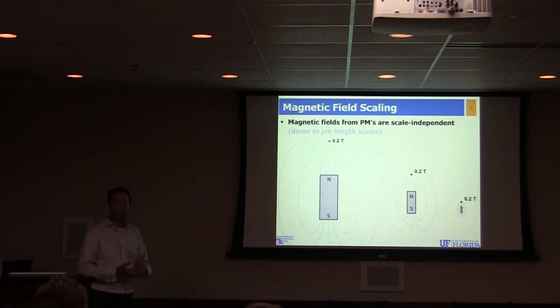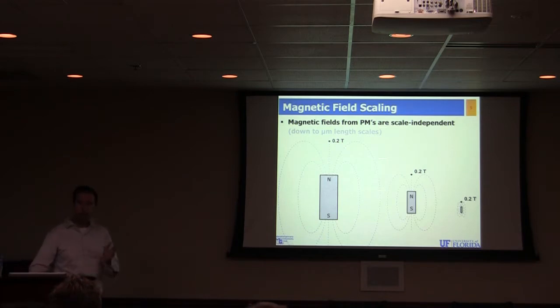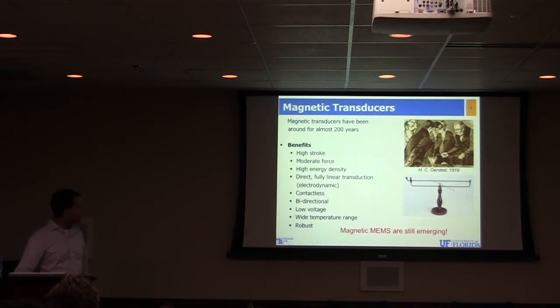And this scaling goes down to about a micron length scale, below which you run into all sorts of nanoscale things, which are interesting in their own realm for other reasons, but maybe not for microsystems. So magnetic fields scale pretty much independently. We can make small magnets and still create Tesla-level fields with the right materials.